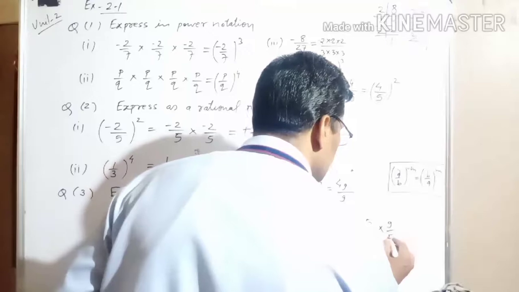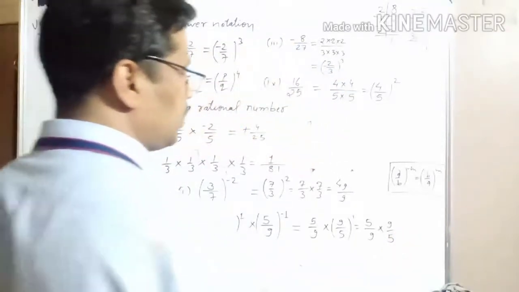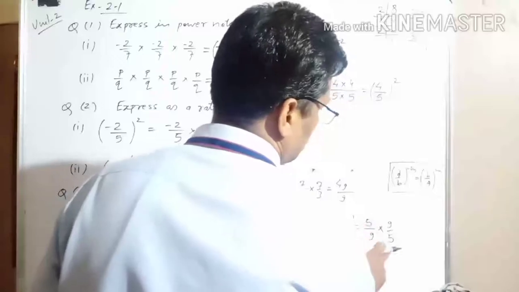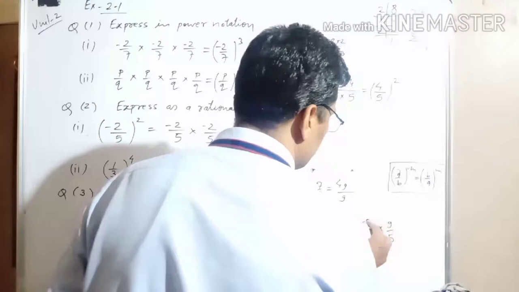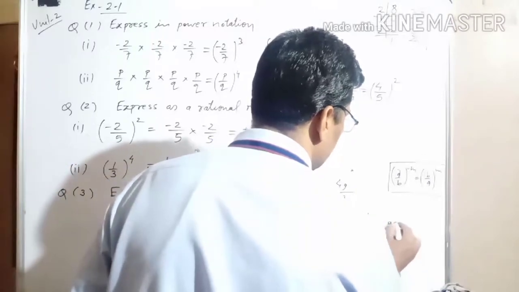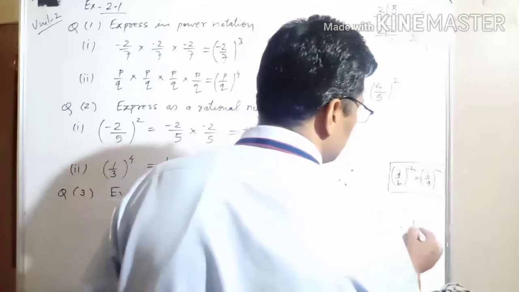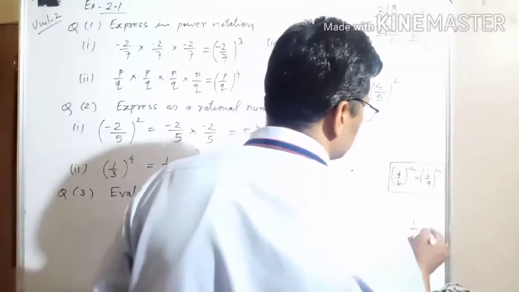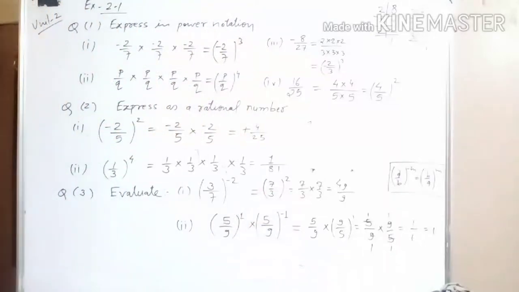Now in this case you can cancel numerator by denominator. This 5 and 5 are in the same place, this 9 and 9 are also in the same place, so both can be cancelled. 5 by 5 is 1, 9 by 9 is 1. Now 1 into 1, so what do we get here? 1. So 1 into 1 is equal to 1. This 1 divided by 1, we get 1. This is our required answer. Got it?